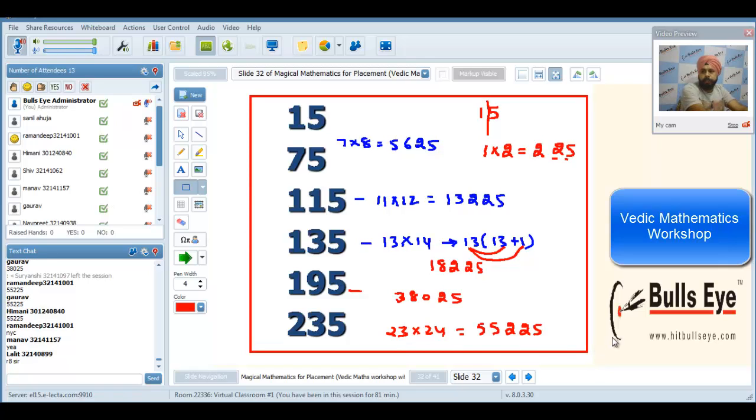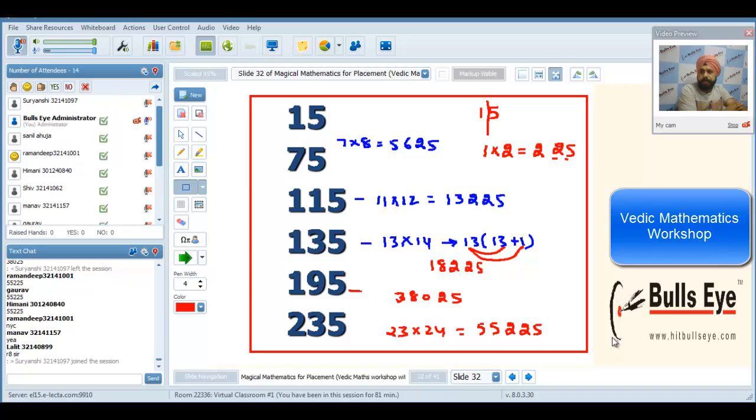Okay, I hope, students, you all have enjoyed this session and learned the basic tricks of Vedic mathematics which are helpful in improving your calculations. And working on some random tables will also help in cracking the questions based on calculations and numbers quickly.